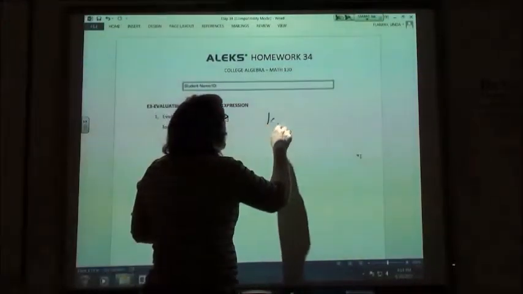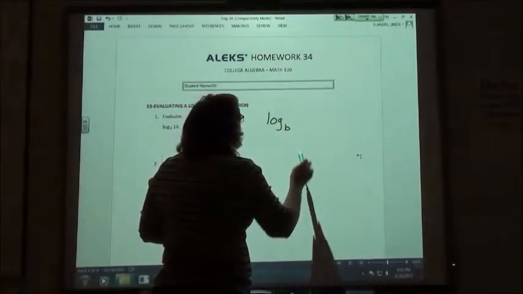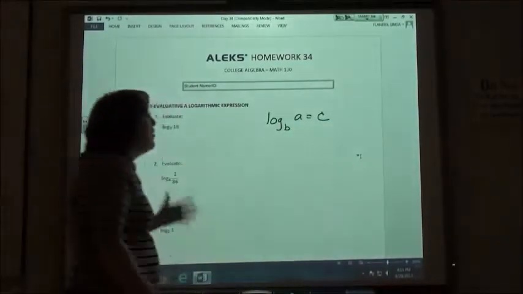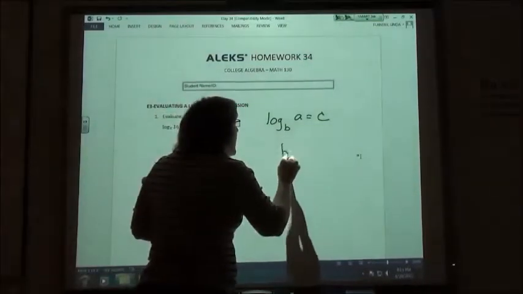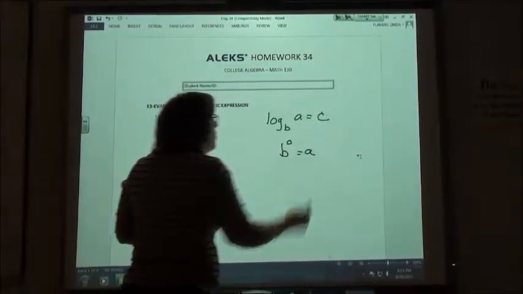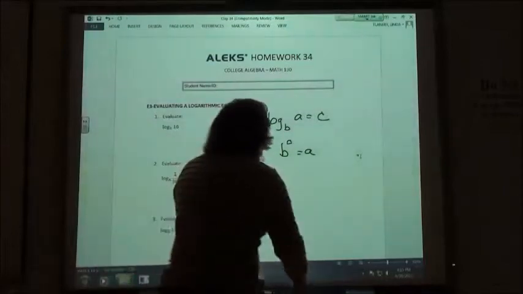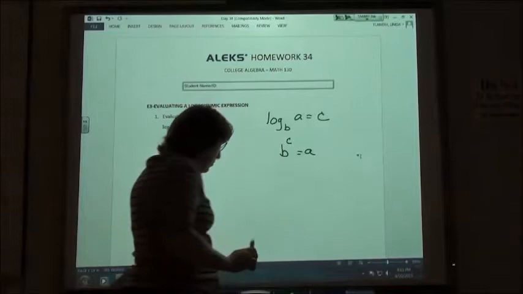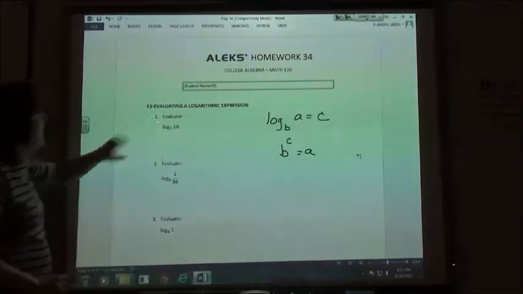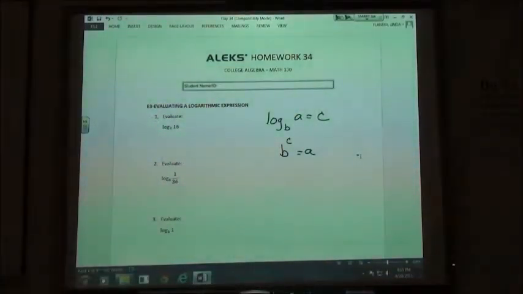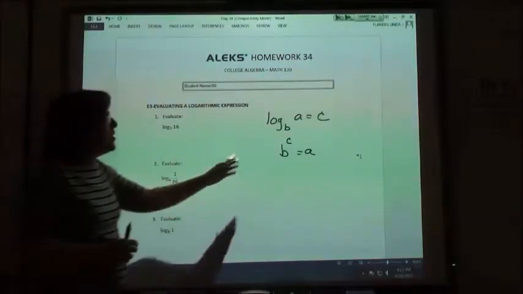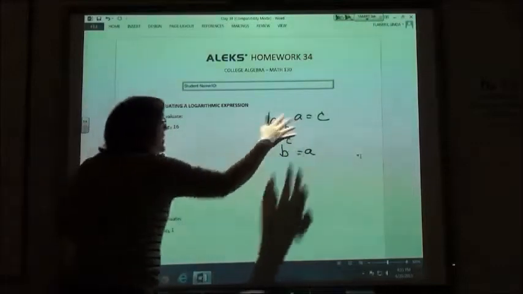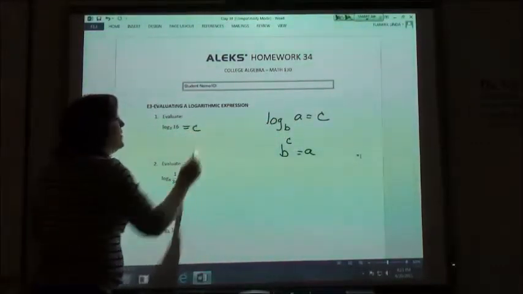We said that if we had the log base b of a equals c, that we could rewrite it as b to the c power equals a. Let me fix my c. B to the c power equals a. So, if I'm going to evaluate a logarithmic expression, I'm going to rewrite it and put it in exponential form. Just so this looks a little more like this, I'm going to add the equals c behind there.